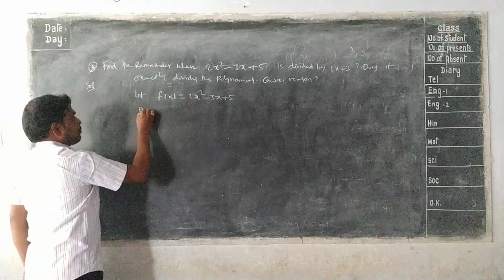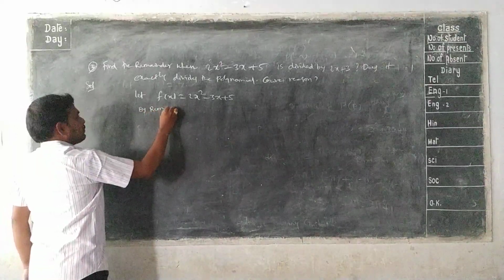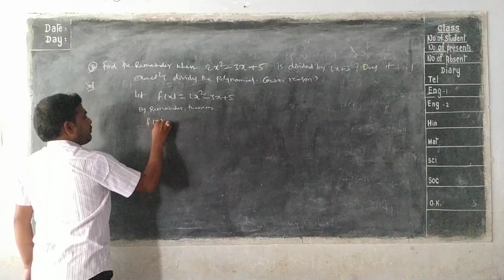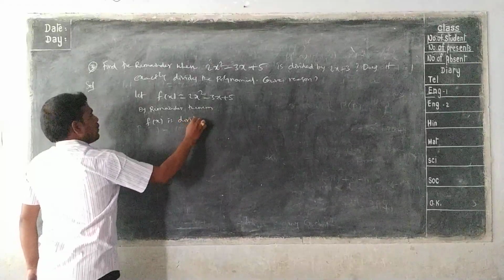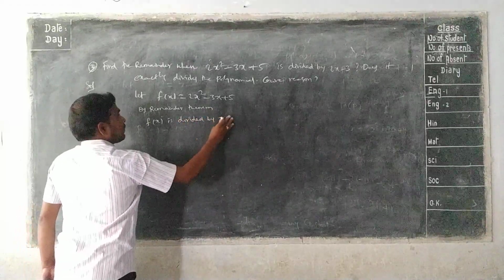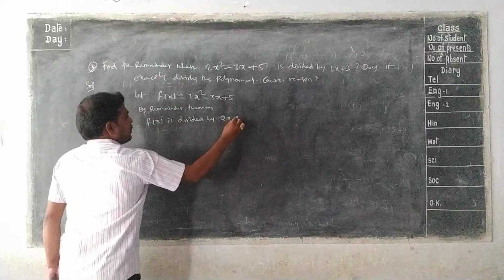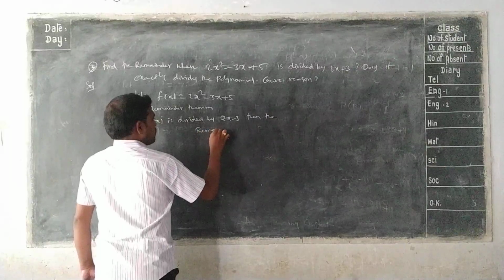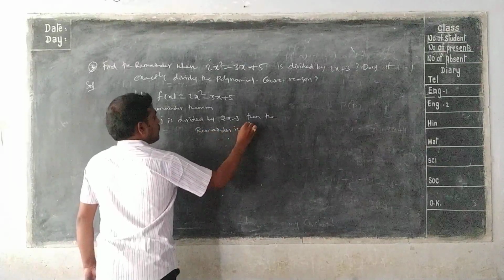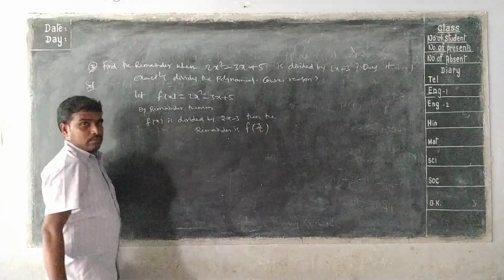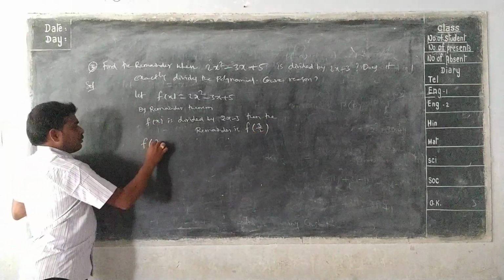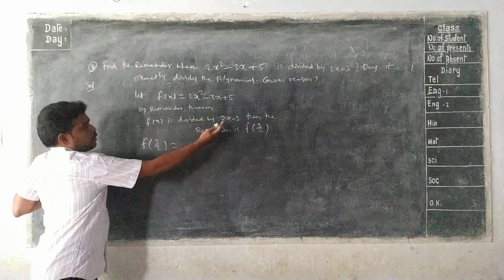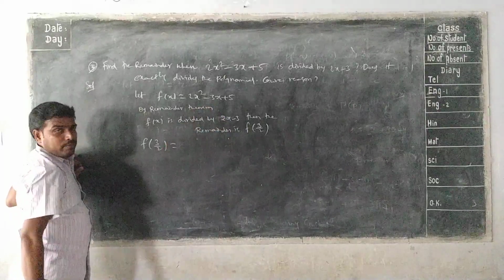So by remainder theorem, if f of x is divided by 2x minus 3, then the remainder is f of 3 by 2. Now you have to find f of 3 by 2. If f of 3 by 2 equal to 0, this 2x minus 3 exactly divides f of x.